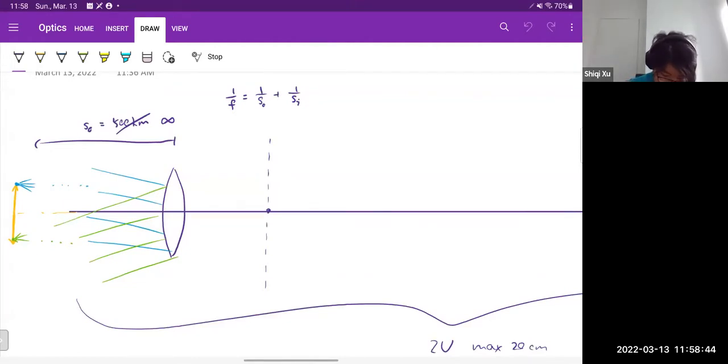Okay, so here, SO is infinity. So that means 1 over infinity is just 0. So F equals SI. So SI is just F. So that means our image forms a focal length away. So this is our focal plane. The image will form here. What will that look like?